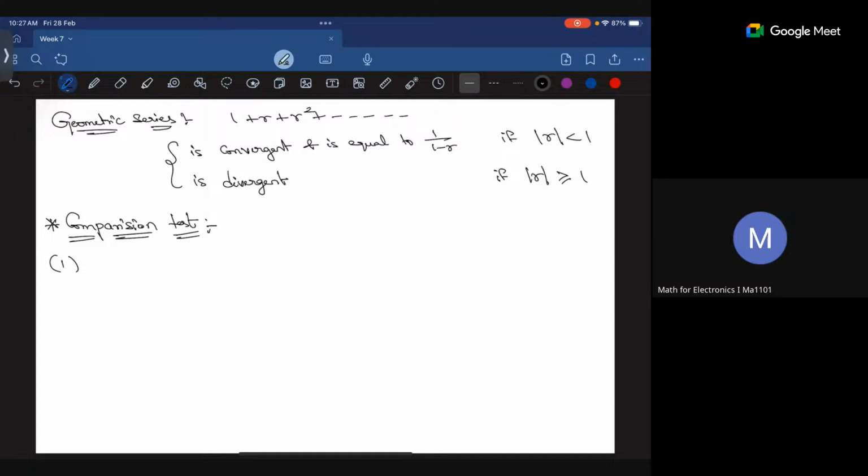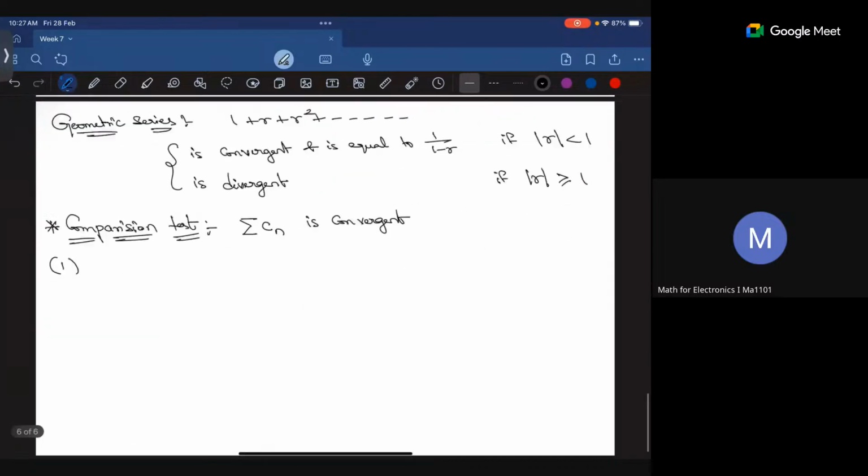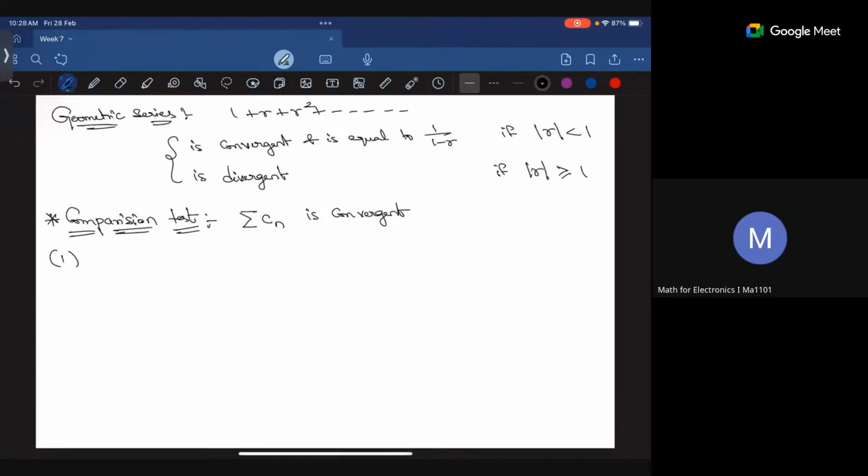Okay, so you have a convergent series Cn. So let's say this series is convergent. Okay, and you have a new series an. Okay, again think of n from 0 to infinity, and I'm not writing them, but it will always start from the first term and it will go till the last term.